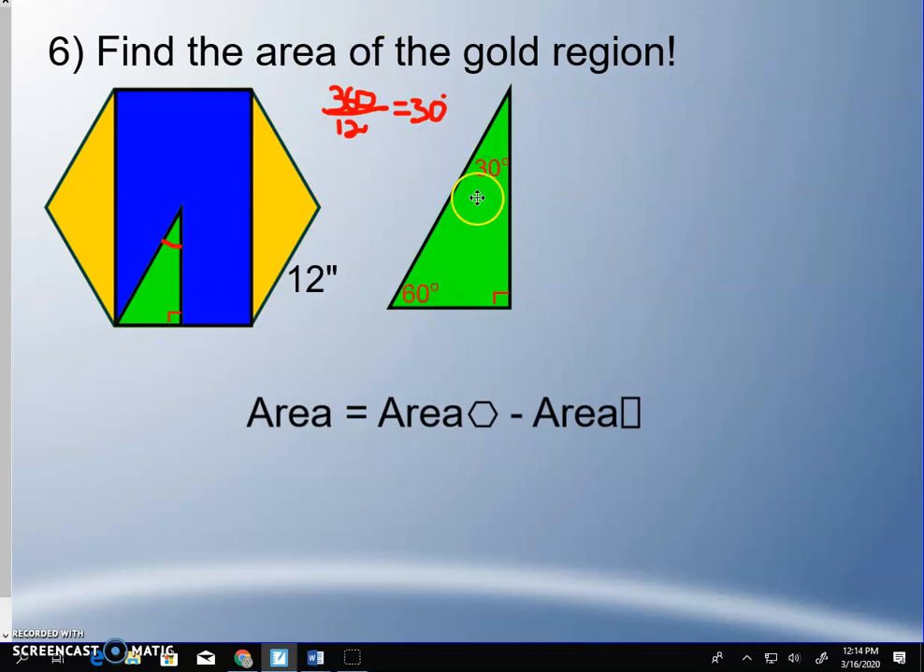So it turns out we end up with a 30, 60, 90 triangle. Now, if each side of the hexagon is 12, if each side is 12, that makes this 6, and that makes this 6 radical 3.